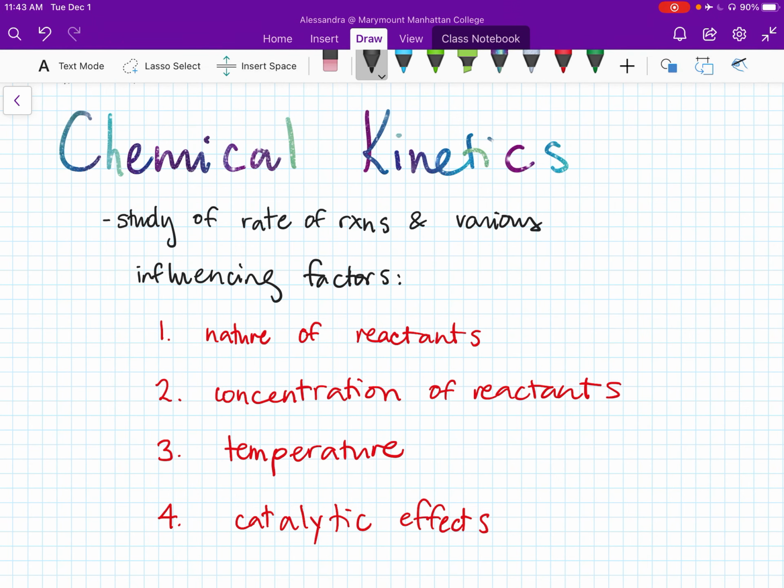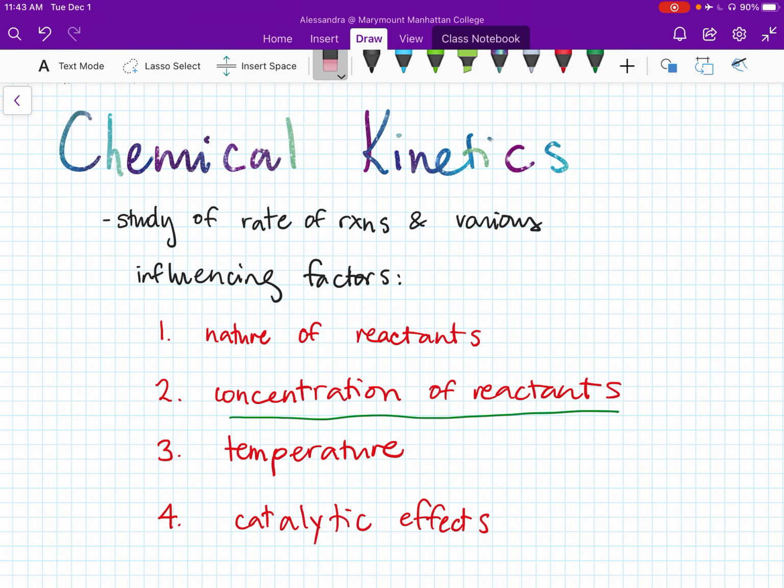The first is the nature of the reactants, what kind of molecules they are and how reactive they are. The second is how much of the reactants there are, the concentration of the reactants. The more concentrated reactants are in general, the more opportunities they're going to have to bump into each other and potentially the more opportunities to react.